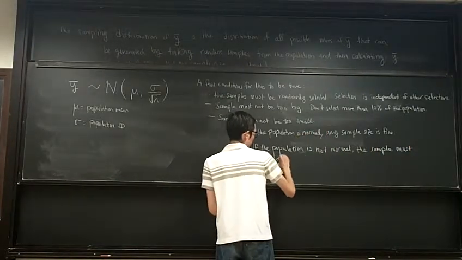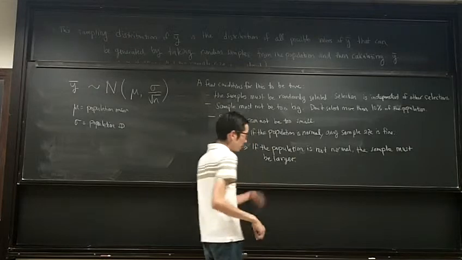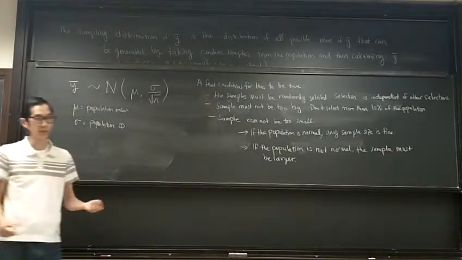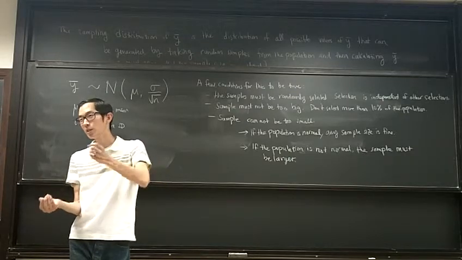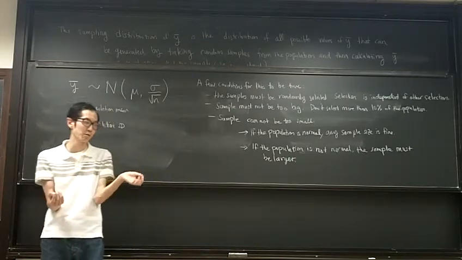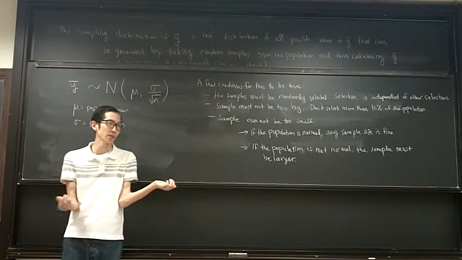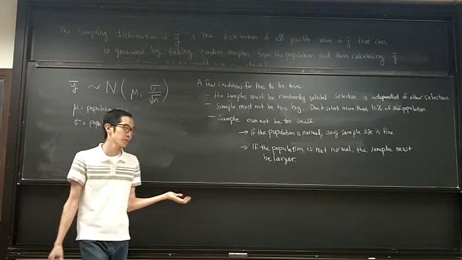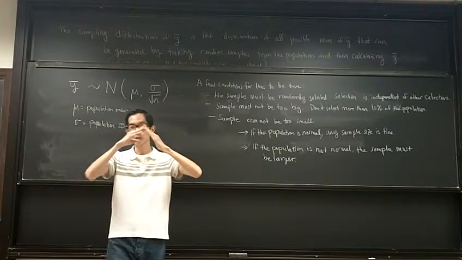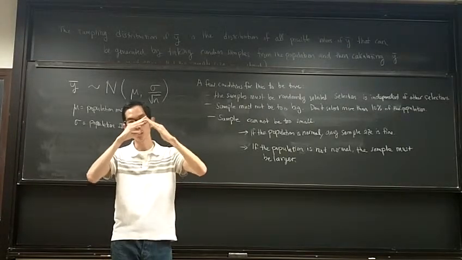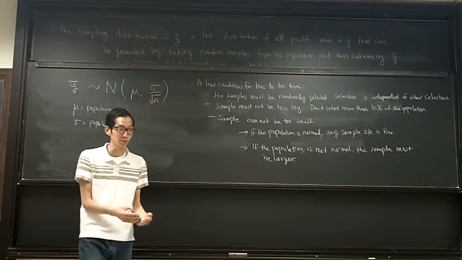Must be larger. And we kind of saw this with the uniform population. When we were looking at the population of cell phone last digits, we saw that when we selected a sample size of 2, that was too small because we ended up with basically a pyramid or a triangle, which is clearly not the normal distribution.